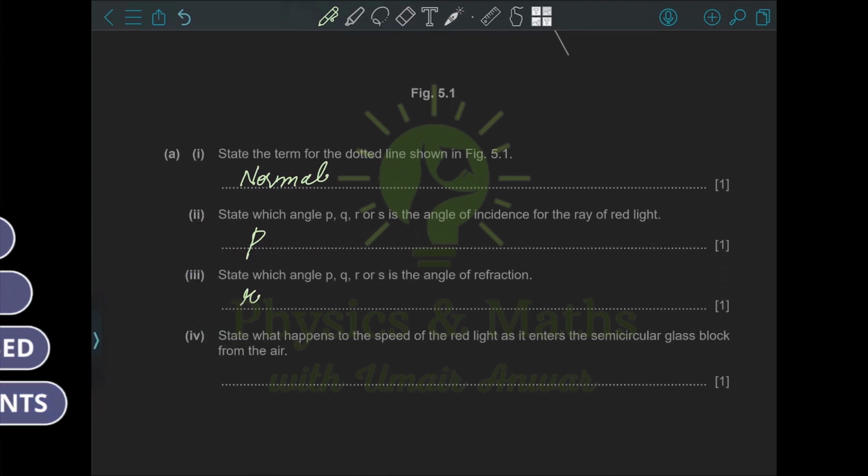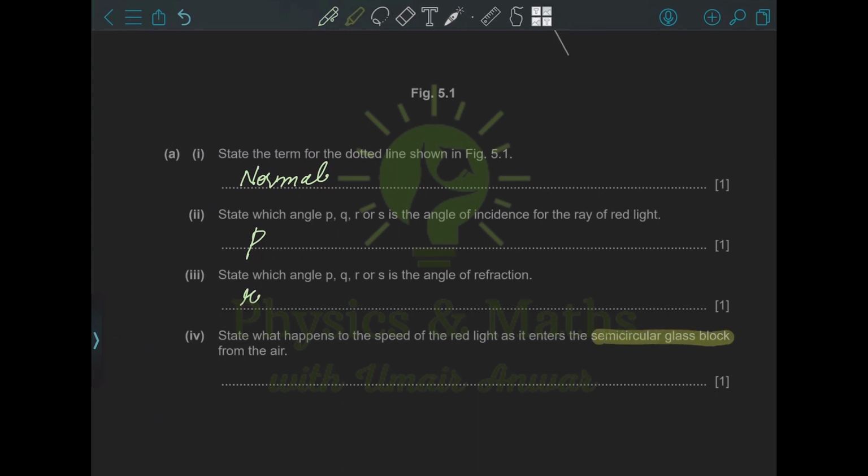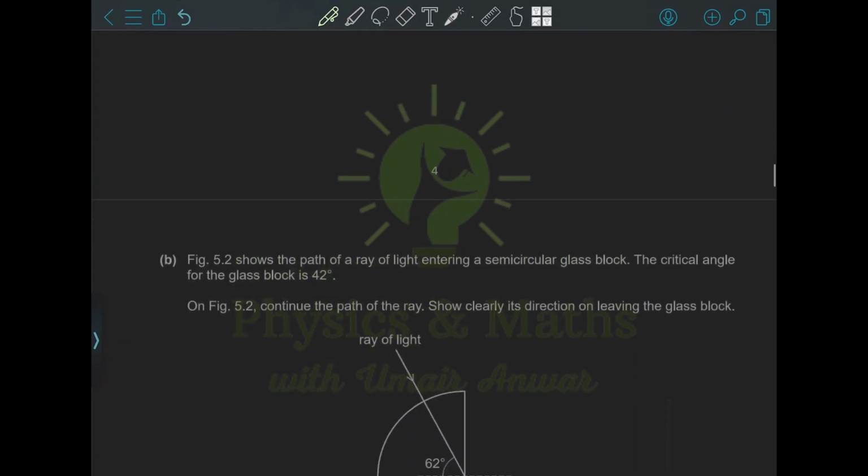State what happens to the speed of red light as it enters the semicircular glass block from the air. Semicircular glass block is a more dense medium. So whenever a ray of light enters a more dense medium, its speed decreases. And in the opposite case, when the ray of light is entering into air from the semicircular glass block, the speed is going to increase.